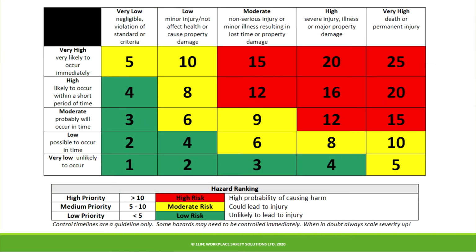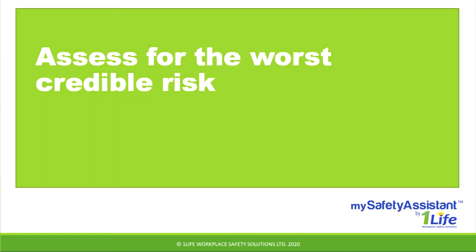So here are some key tips when you are doing your risk assessment. Number one, you always assess for worst credible severity. And when in doubt, you scale your severity up. If you're not sure if it would be a sprained ankle or a broken ankle, for example, which one are you going to pick? You're going to pick the broken ankle if you're not sure. Or if you're in a group and you can't agree, you scale your severity up.